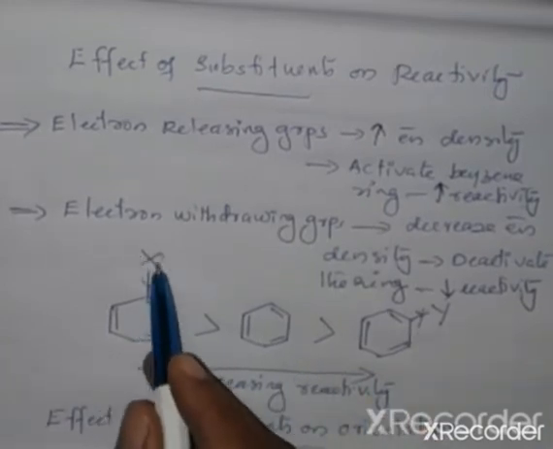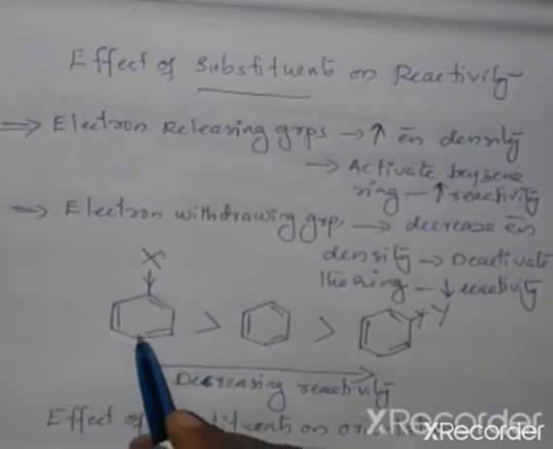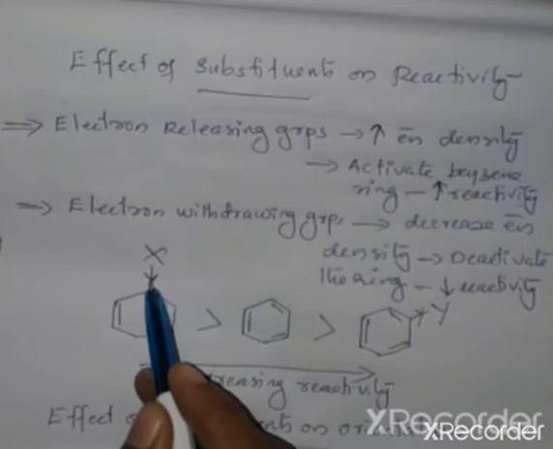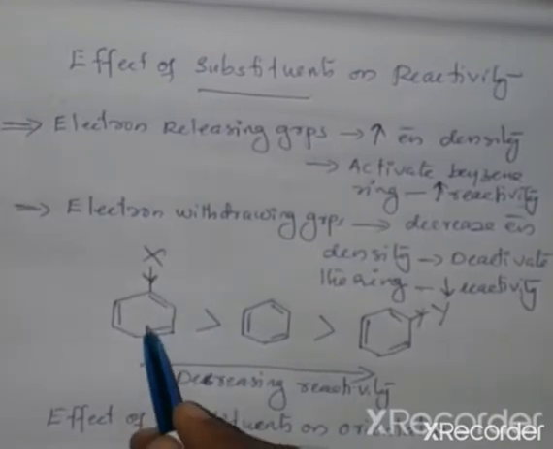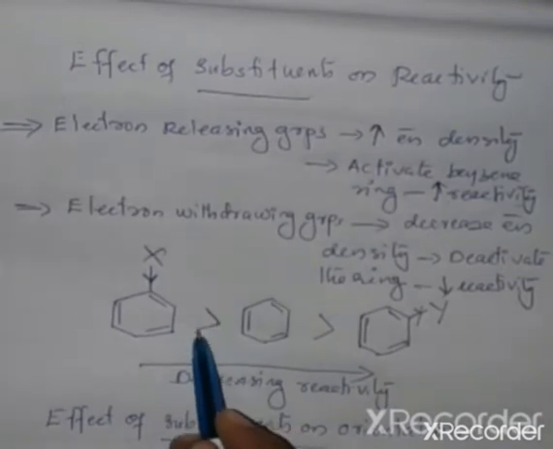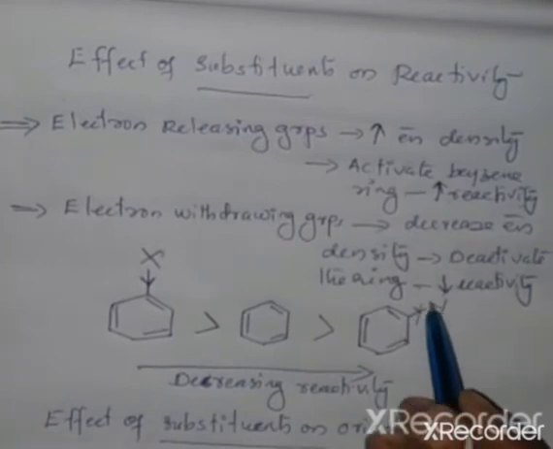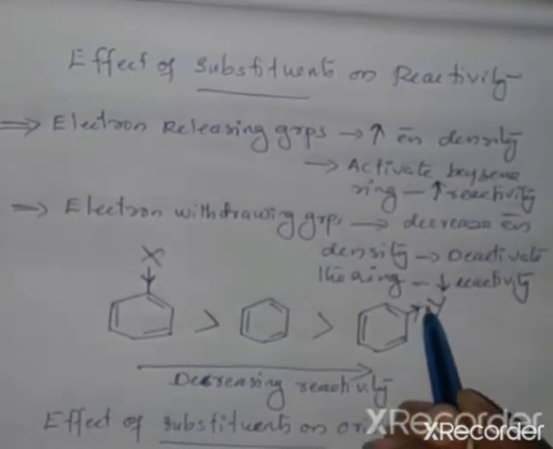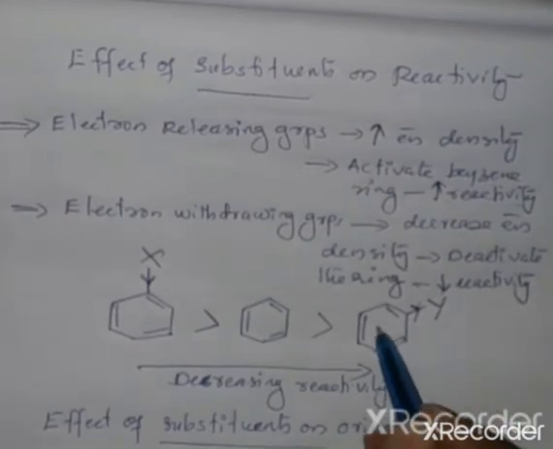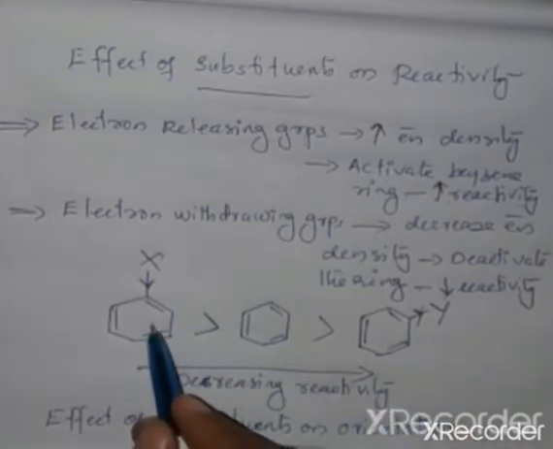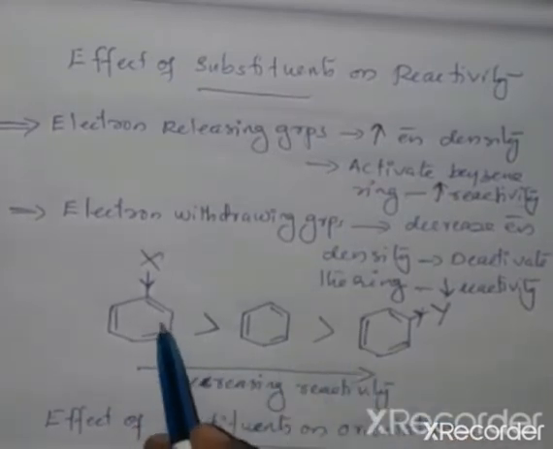First one, here X is a substituent. This is a substituted benzene. Here X is a substituent which donates the electron or releases the electron to the ring, and so it activates the benzene ring, and it has a greater reactivity. And this one is an electron withdrawing group. It withdraws the electron density from the benzene ring, so it deactivates the benzene ring, so it has the least reactivity. So the reactivity decreases.